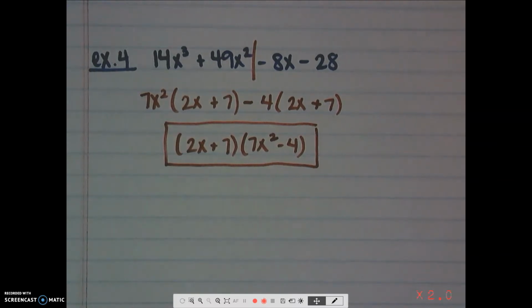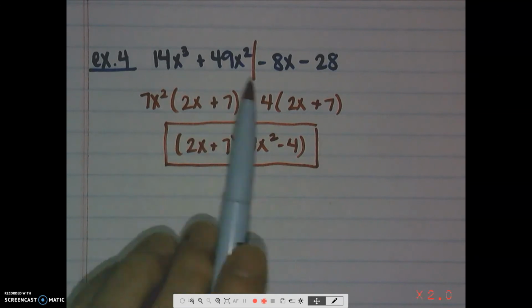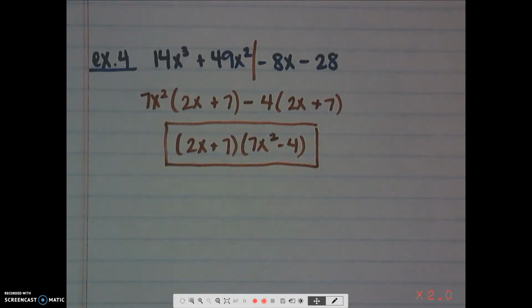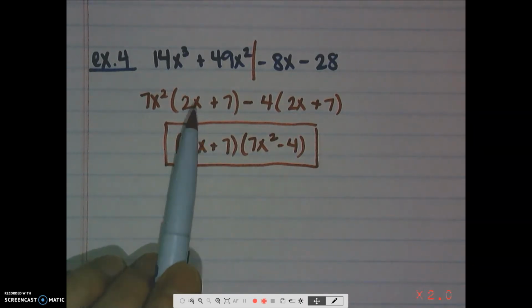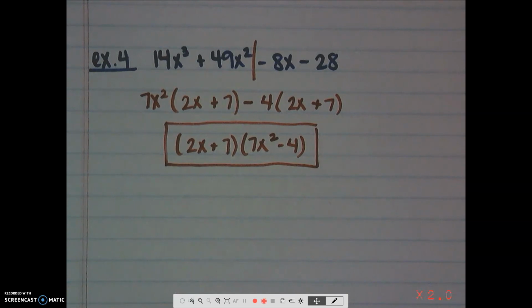So keep in mind, GCF of the entire question. That's not going to happen very often, but it could. Split it into 2 groups, so you should be splitting it in half, okay? GCF of each half, the parentheses should be the same here. That's how you know if you did it correctly or not. And then write it into the parentheses. That's it.